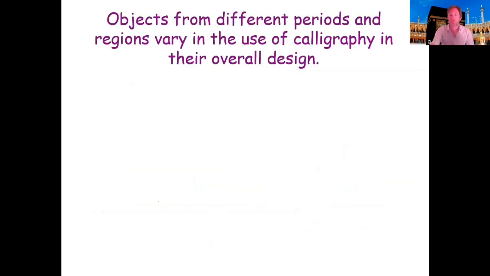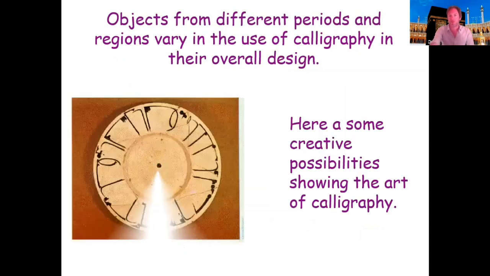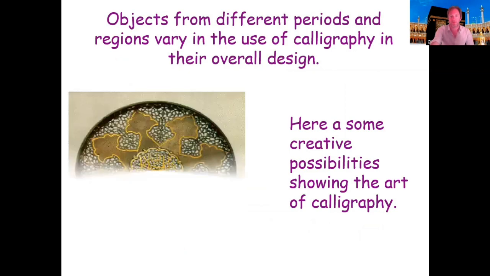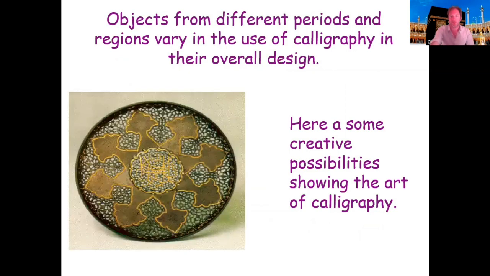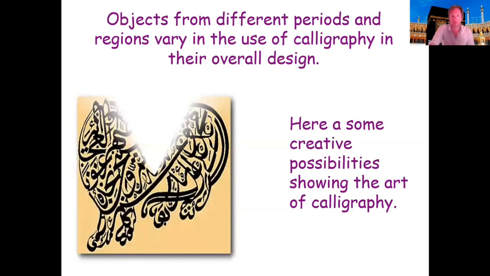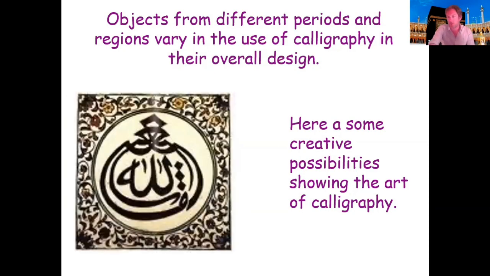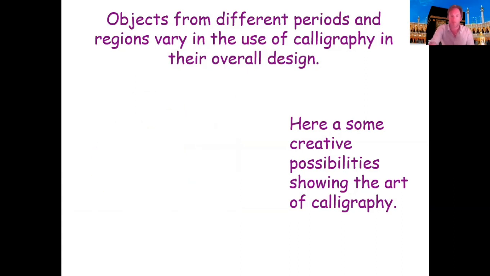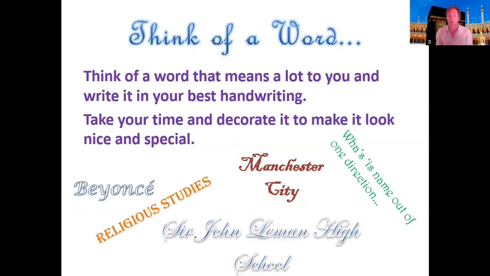Anyway, objects from different periods vary in their use of calligraphy. So here are some examples to show you. On that one, by the way, the calligraphy is in the middle. You can't see it that well, but it's in yellow. That's a good one. I wish I understood Arabic so that I knew what all of these meant, but you get the picture that it's beautiful writing.